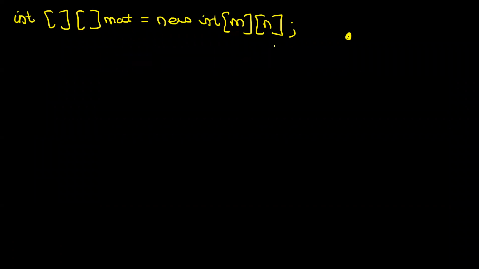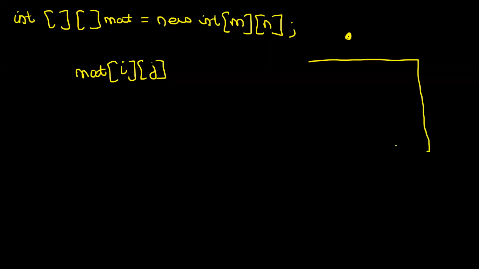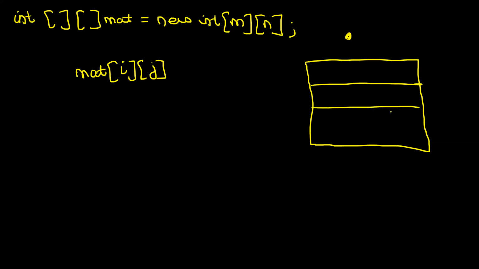And if you have to now refer to any element, you can simply do mat of i j, that is the ith row, jth column: row with index number i and column with index number j. Now, you can treat your 2D array to be a collection of multiple one-dimensional arrays. Let's say we have made a 2-dimensional array of 4 cross 3. So there are 4 rows and every row is having 3 columns.